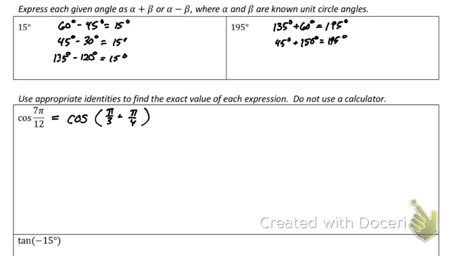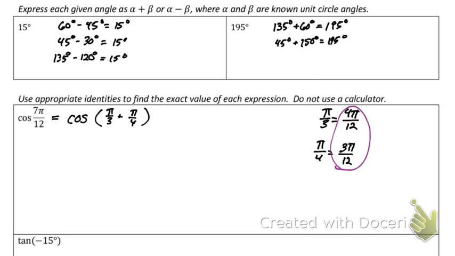Let's do a little scratch work off to the side to make sure it's correct. Pi over 3 in terms of a denominator of 12 would be 4 pi over 12. Pi over 4 would equal 3 pi over 12. I'm going to definitely say that works, because added together that would be 7 pi over 12.